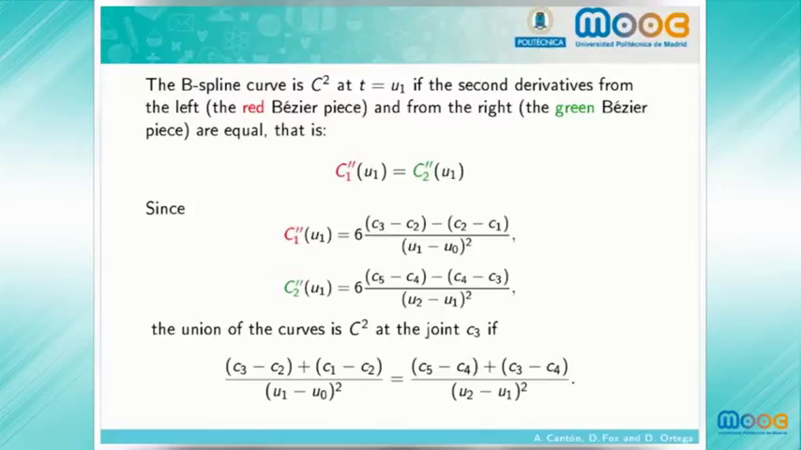A similar analysis can be made to study the condition which guarantees that the union of 2 cubic Bezier curves yields a B-spline curve that's C2 at the joint. We have expressions for the second derivatives of the 2 curves at their endpoint. We set these equal. We obtain an equation now which relates the last 3 control points of the first control polygon with the first 3 control points of the second control polygon.